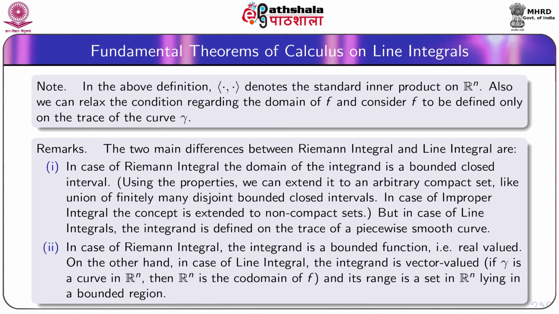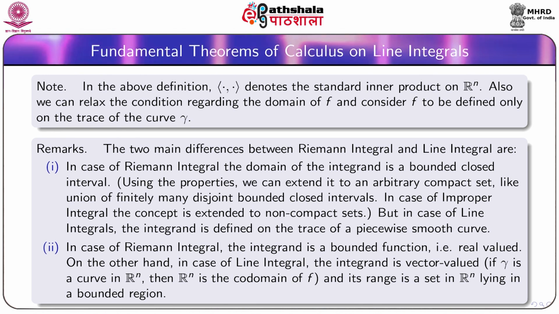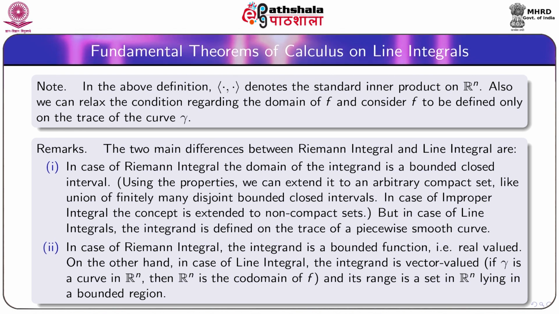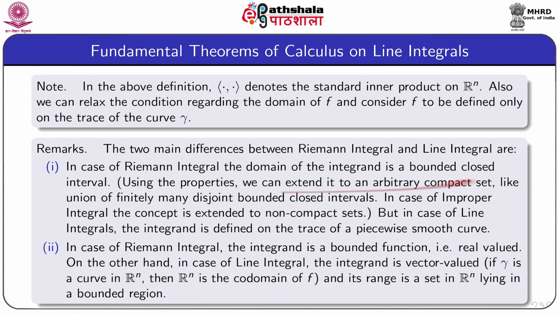Now, we discuss some differences between Riemann integral and line integral. First one, in case of Riemann integral, the domain of the integrand is a bounded closed interval. Now, using some properties of Riemann integral, we can extend this to an arbitrary compact set like a union of finitely many disjoint bounded closed intervals. Now, in case of improper integral, this concept was extended to non-compact sets also. On the other hand, in case of line integrals, the integrand is defined on the trace of a piecewise smooth curve.